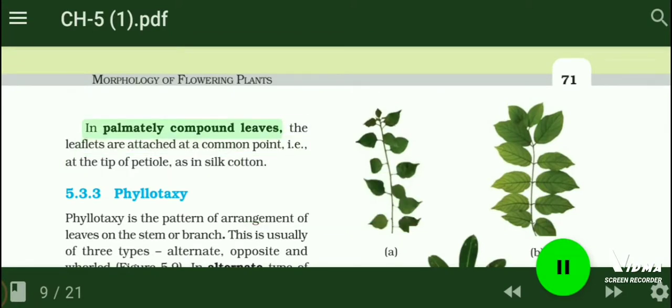In palmately compound leaves, the leaflets are attached at a common point, i.e., at the tip of petiole, as in silk cotton.